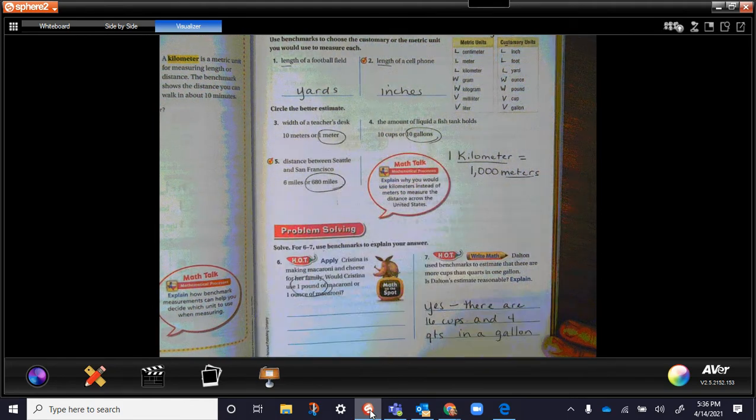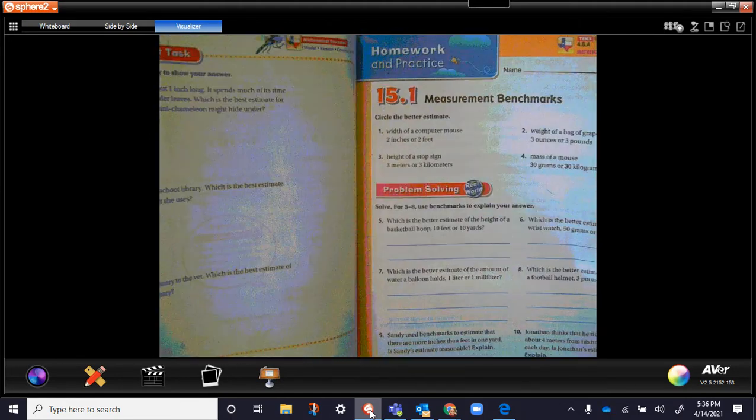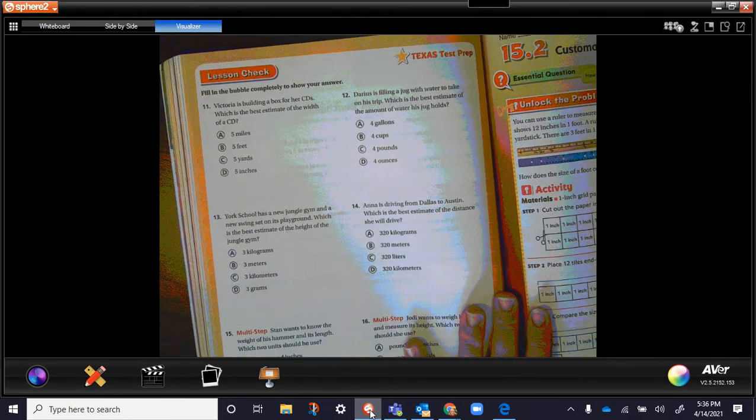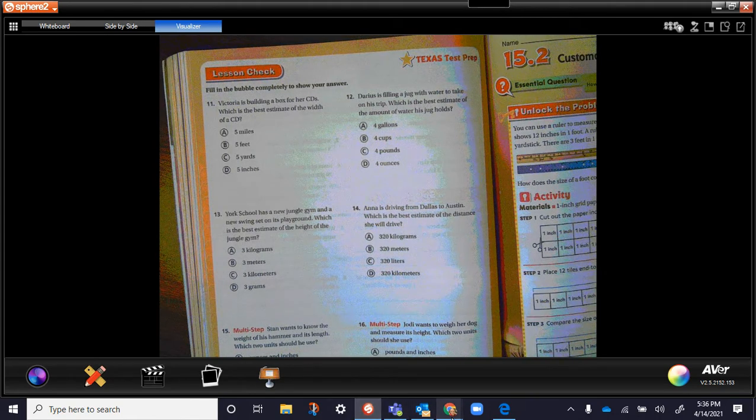So we went through each of these, and we did this page. And then let's see here. We did 523 for our independent work yesterday. So today is 524. So this is numbers 11 through 16. This is what you're working on.